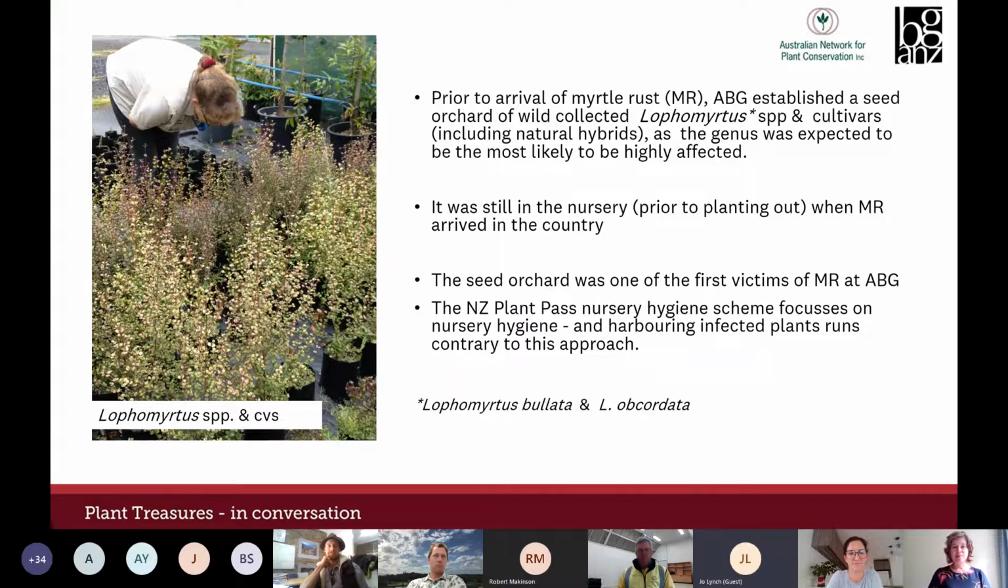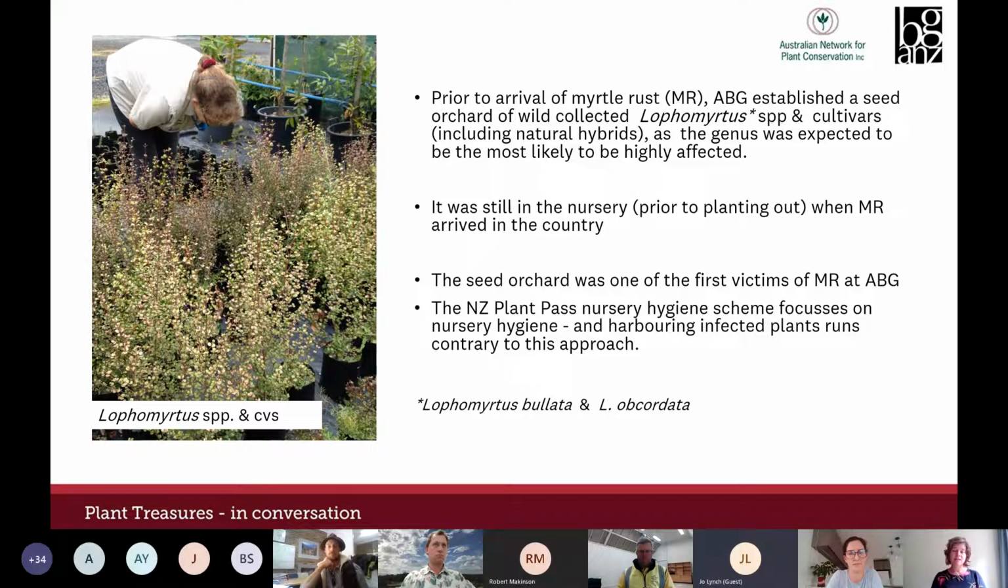So my second example is prior to the arrival of myrtle rust in New Zealand, the gardens established a seed orchard of wild collected Lophomyrtus, which is a bit like your rainforest shrubs that are getting myrtle rust. So we learned from, they're called Rhodamnia and Rhodomyrtus, I think. So they in Australia were getting infected, and we thought actually the most similar thing we've got here is Lophomyrtus, and we think potentially it will also be highly affected, and we were right.